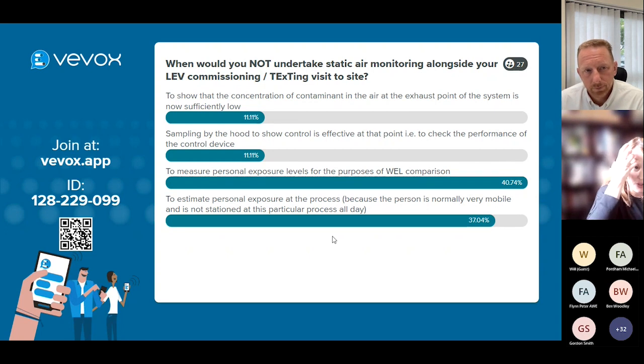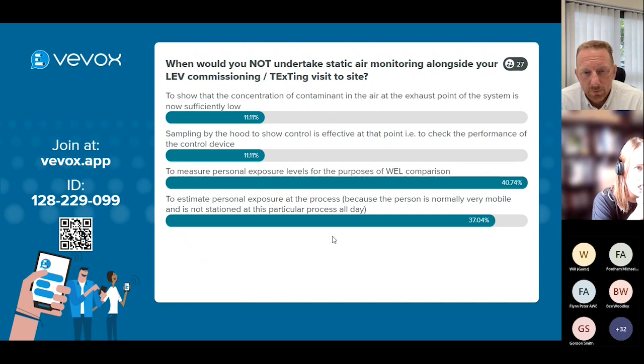So no, at that point you'd want to rely on qualitative measures, obviously just a smoke test, whatever, to see if it is controlling. But how are we going to show that that LEV is achieving adequate control, if qualitative analysis isn't enough on its own, if we did need to take a sample?